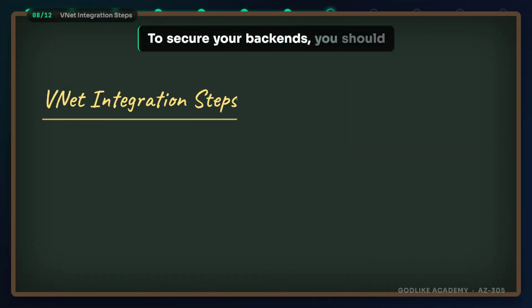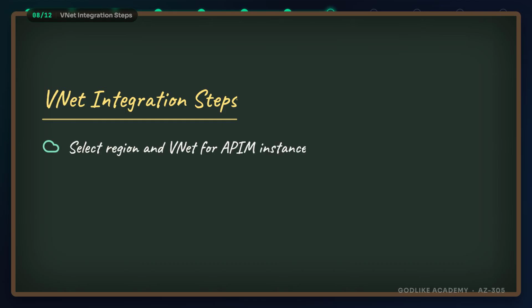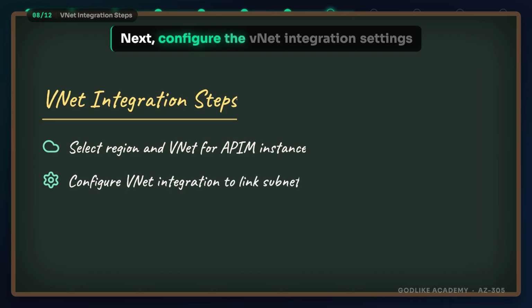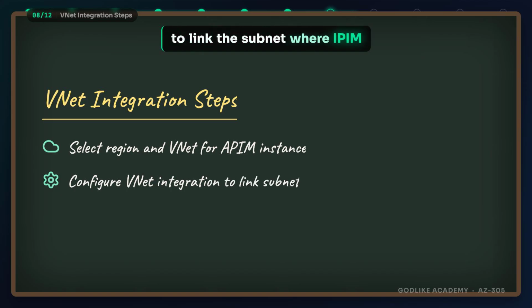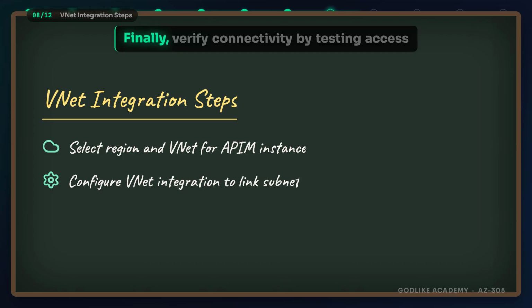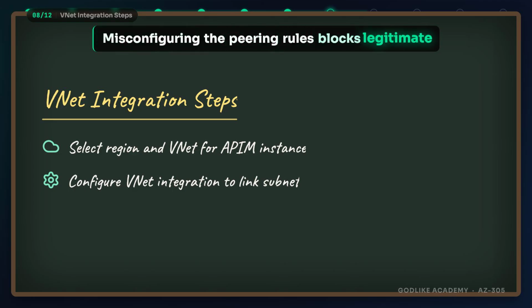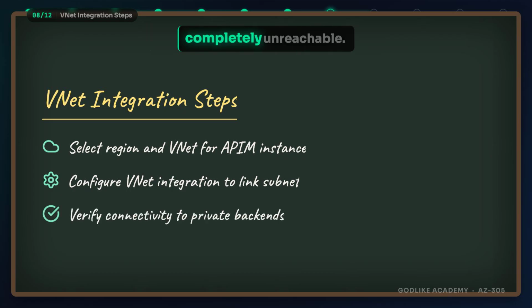To secure your backends, you should integrate IPIM with a virtual network using the private endpoint or inbound integration mode. This allows IPIM to communicate with internal services like app service private endpoints or internal load balancers without exposing them to the public internet. First, select the appropriate region and VNet for your IPIM instance. Next, configure the VNet integration settings to link the subnet where IPIM resides. Finally, verify connectivity by testing access to a backend service within the private network. Misconfiguring the peering rules blocks legitimate traffic and leaves your data plane completely unreachable.